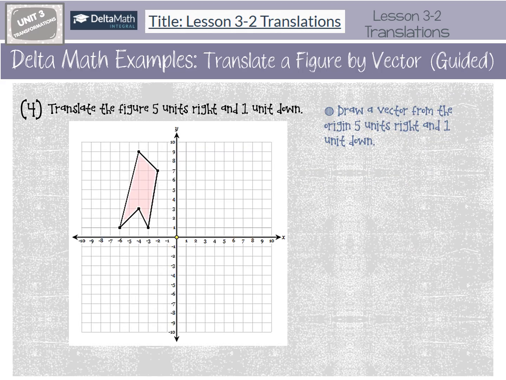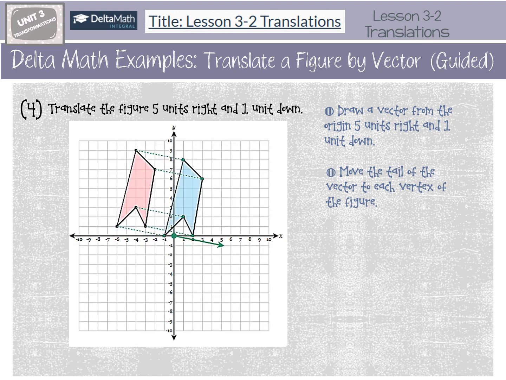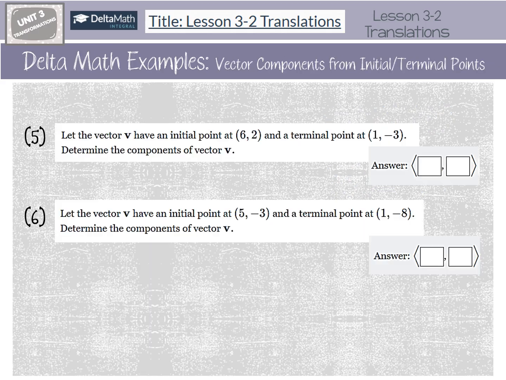Here's another one where we're going to translate it using a vector. So translate the figure 5 units right, 1 unit down. And notice the yellow dot in the middle. That's where we're going to make our vector. So draw a vector from the origin, that yellow dot, 5 units right, 1 unit down. There we go. And we're going to place that at each vertex by grabbing that tail. And when you do it to each vertex, once you hit the very last one, it's automatically going to translate it for you. And so the pre-image was the red and the image is the blue.